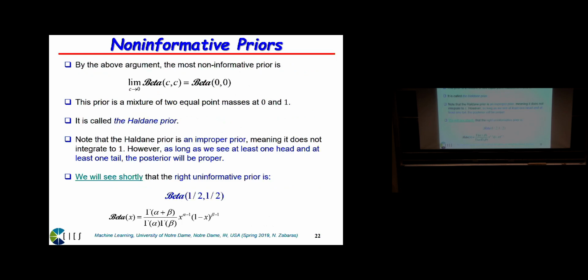So I will show you later on that the really uninformative beta prior is not the beta 1, 1, it's the beta 1/2, 1/2. Okay? And I'm going to derive this one in a few slides. So the really uninformative prior is the beta 1/2, 1/2.